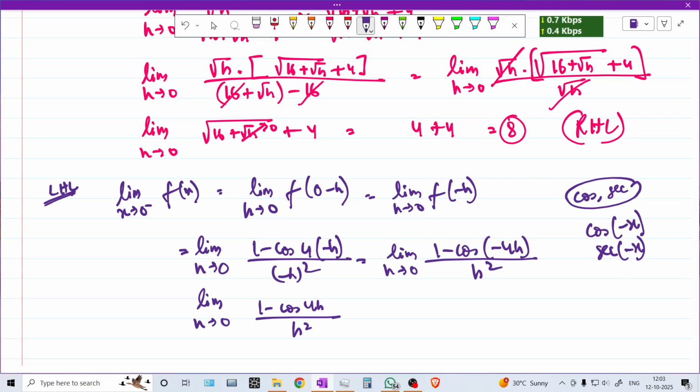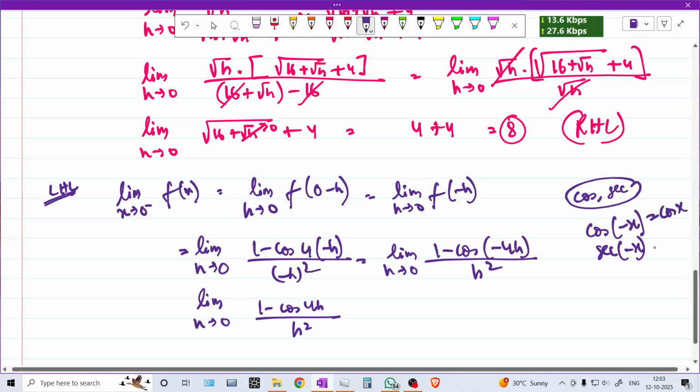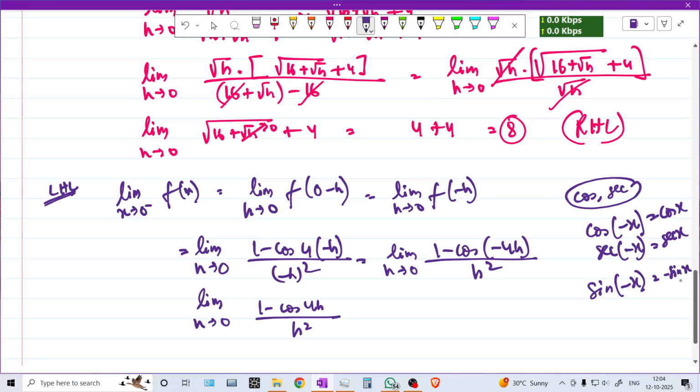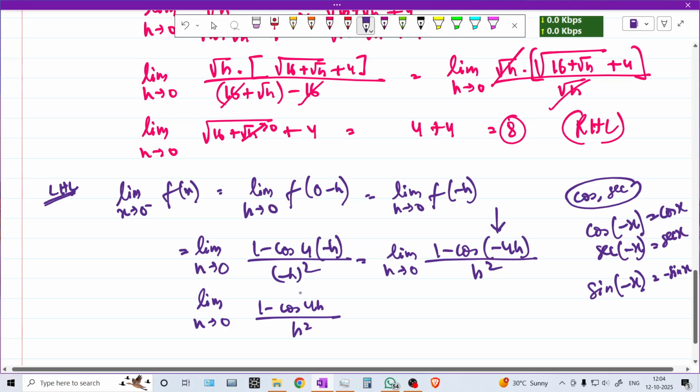So cos of minus x is equal to cos x, and sec of minus x is also equal to sec x. That means cos and sec absorb the negative sign, but with sin, it is minus sin x. That means sin of minus x is equal to minus sin x, but cos of minus x is equal to cos x. In the cos, the negative sign is absorbed, but in the sin, it is not absorbed, it is put outside. That is why there is no negative sign here, because cos absorbs it. So I got (1 minus cos 4h) by h square.